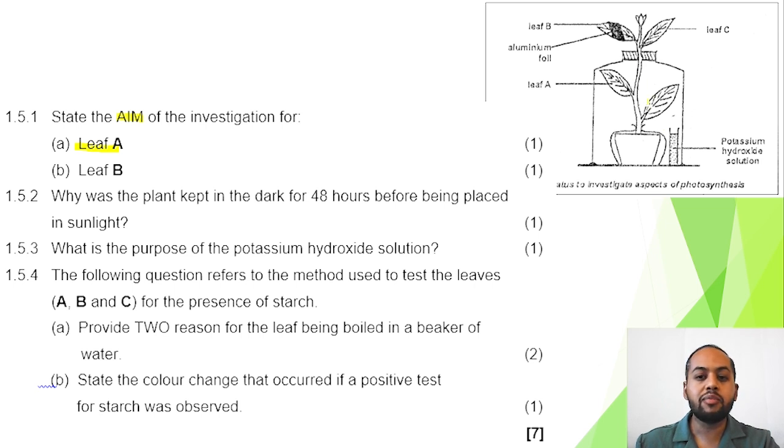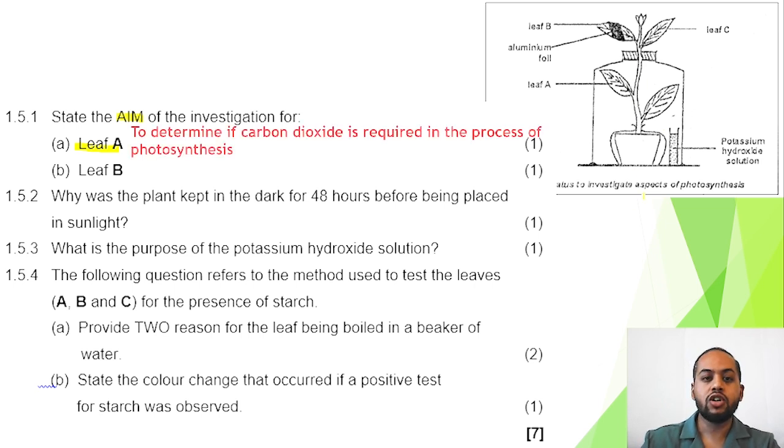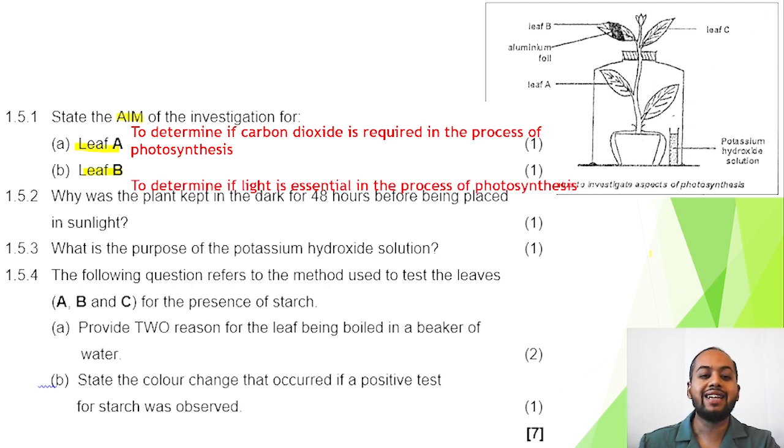So what could the aim possibly be? To determine if carbon dioxide is required in the process of photosynthesis. That was one of the experiments you would have touched on when you looked at practical investigations on photosynthesis. Secondly, for leaf B, we'll go look at leaf B. We see that part of leaf B is covered in aluminium foil. That is a dead giveaway that the aim is to determine if light is essential in the process of photosynthesis.